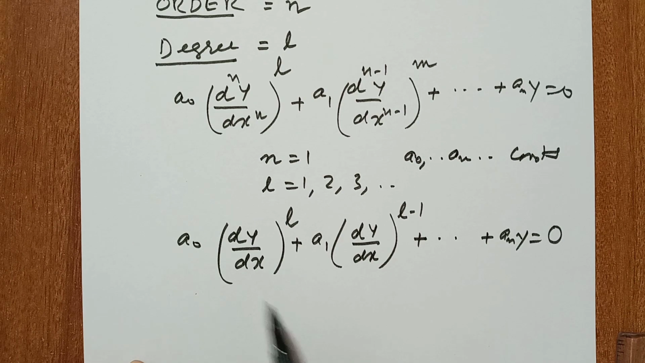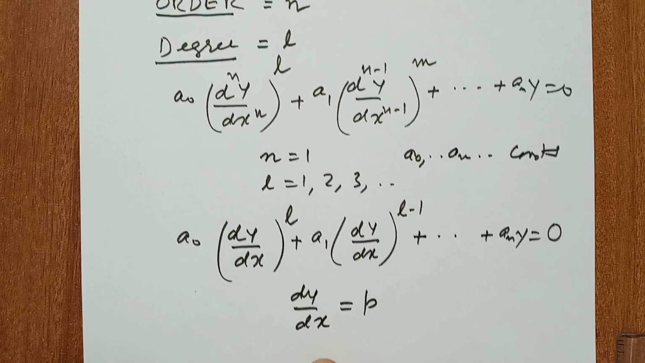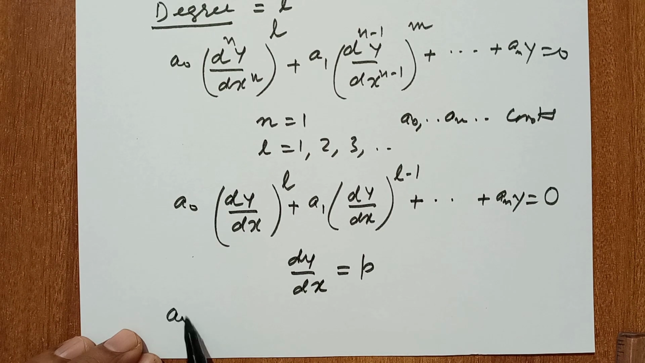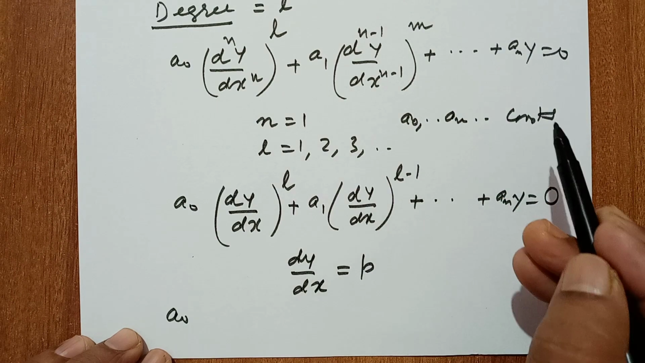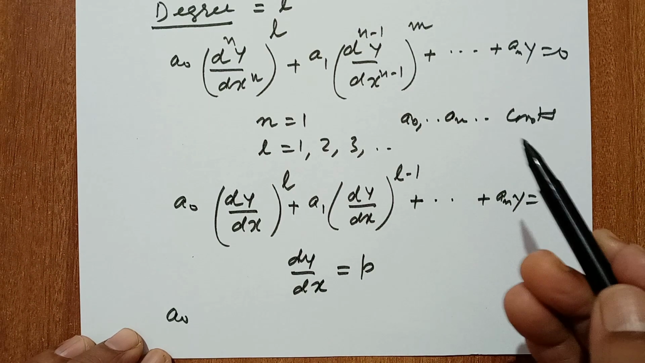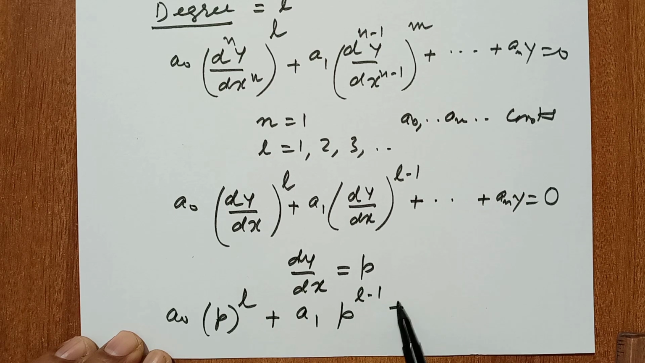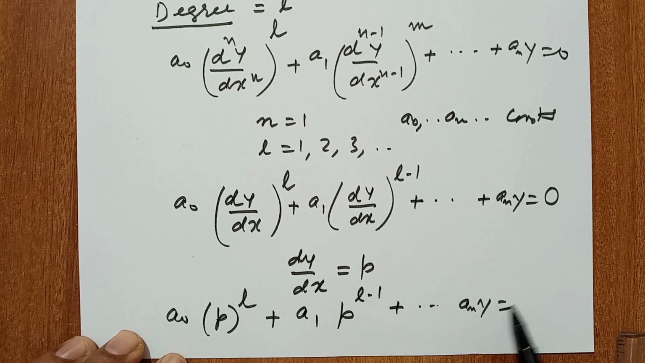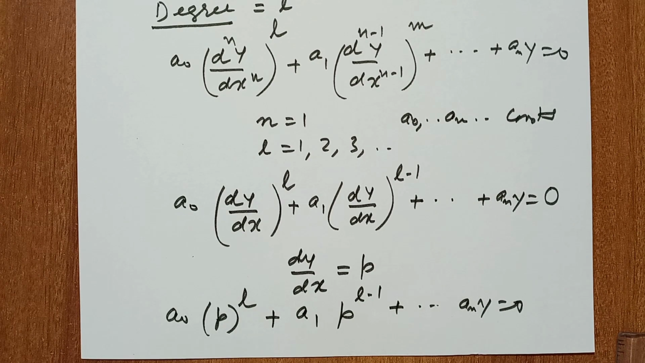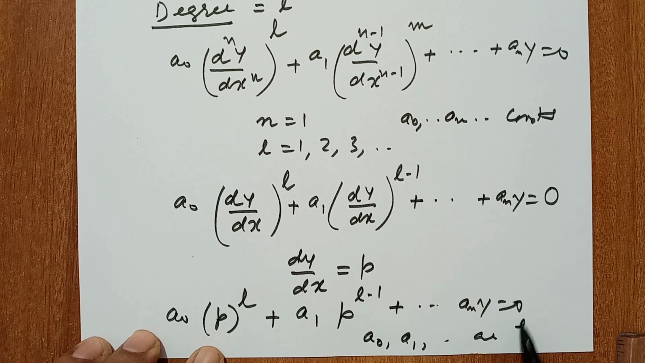We will denote dy by dx by p. So this can be written as a0 p to the power l plus a1 p to the power l minus 1 plus an y is equal to 0. Here a0, a1 up to an are functions of x and y also. So this is a differential equation of first order and higher degree.